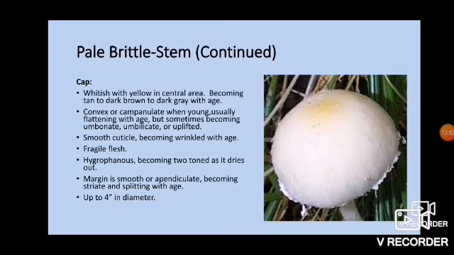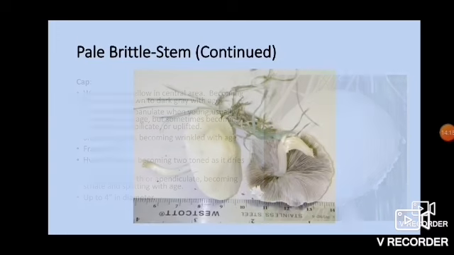This is a hygrophanous species. It becomes two-toned as it dries out. We've seen that once or twice already. The margin is smooth or appendiculate, as you can see in this photo, where it has those veil fragments hanging down. And it becomes striate and splits with age. And this grows up to about 4 inches in diameter, though it's almost always smaller than that.